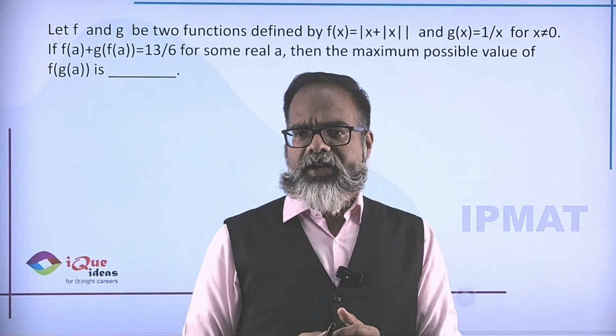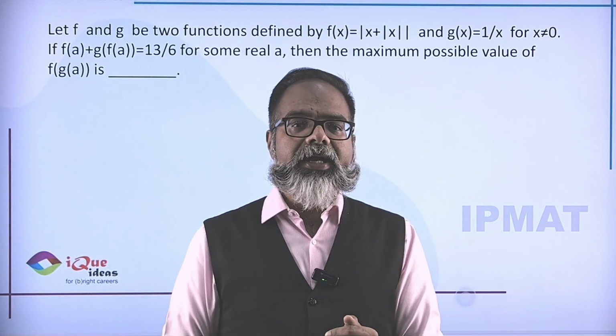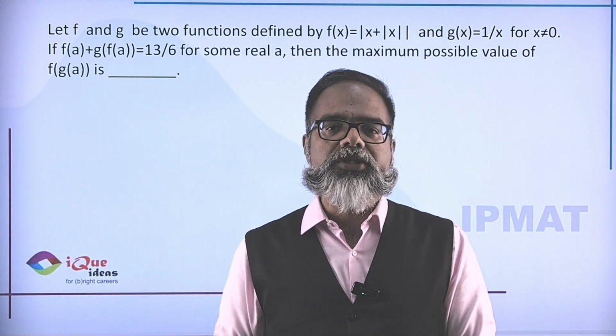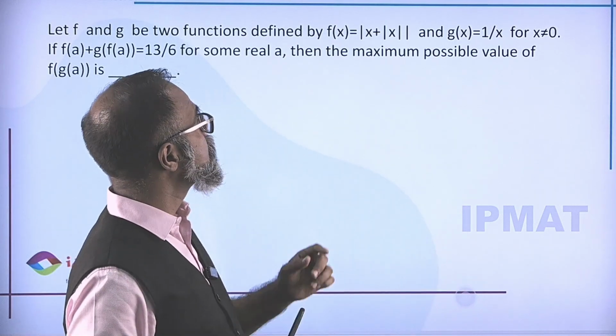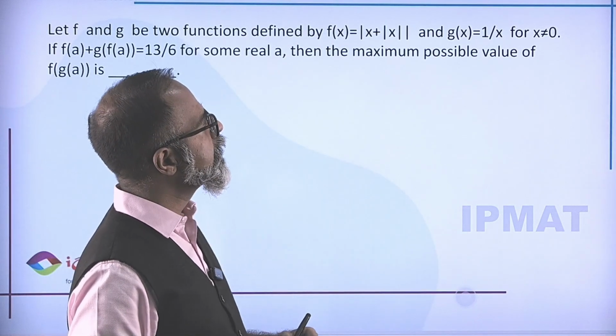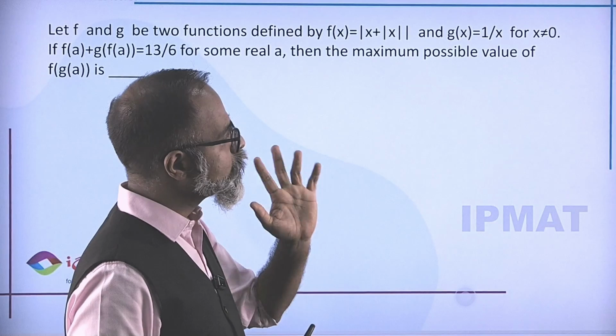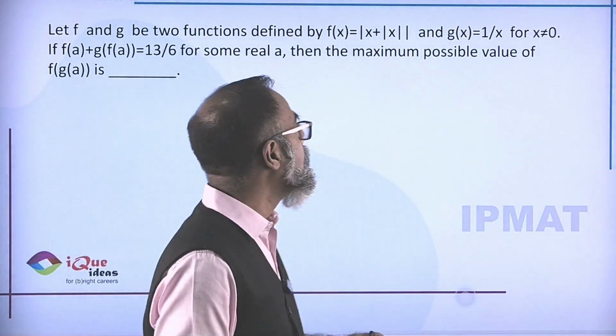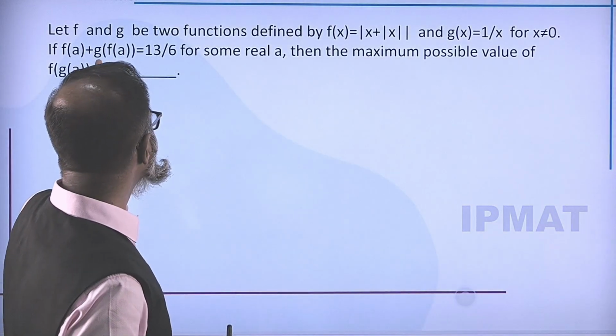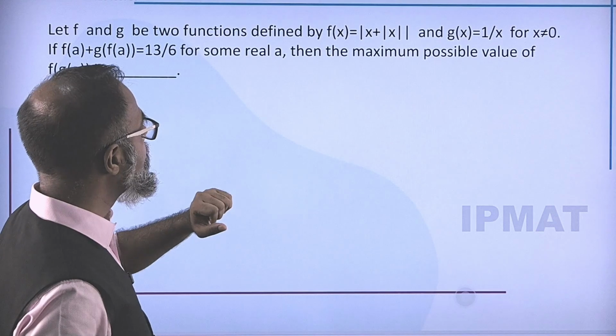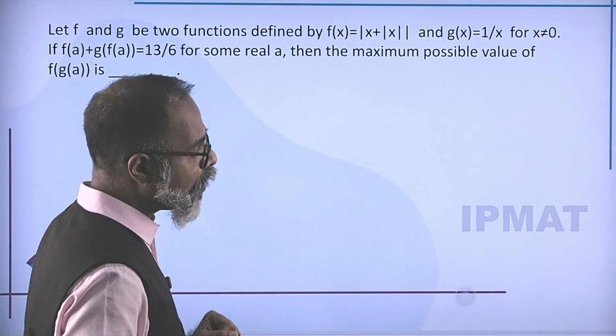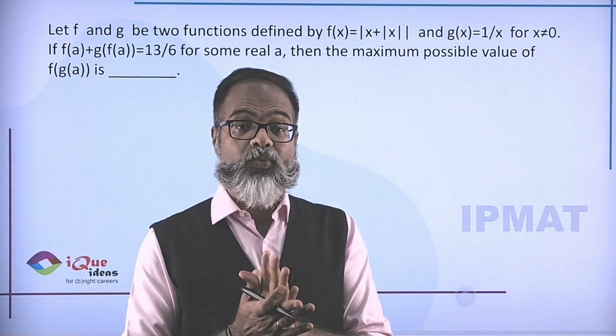IPMAT 2024 short answer question. Let f and g be two functions defined by f(x) = |x| + x, g(x) = 1/x for x not equal to 0. I am also given f(a) + g(f(a)) = 13/6. Then the maximum possible value of f(g(a)) is what?